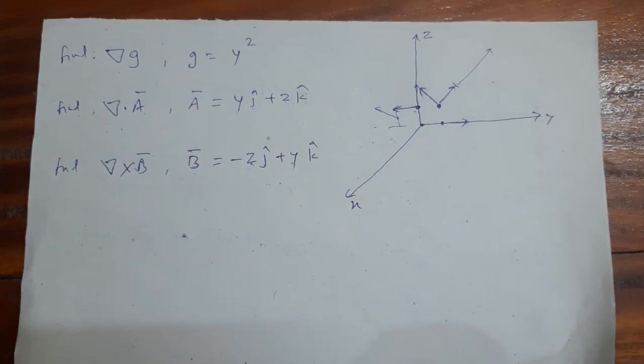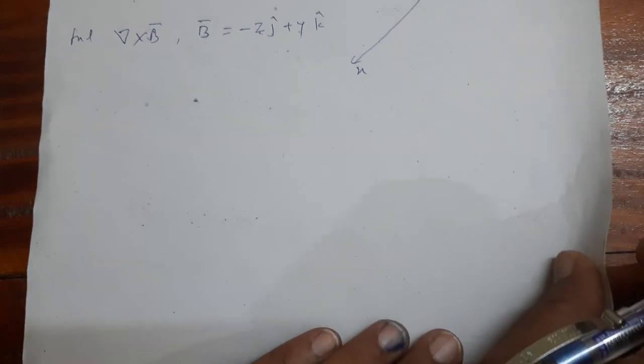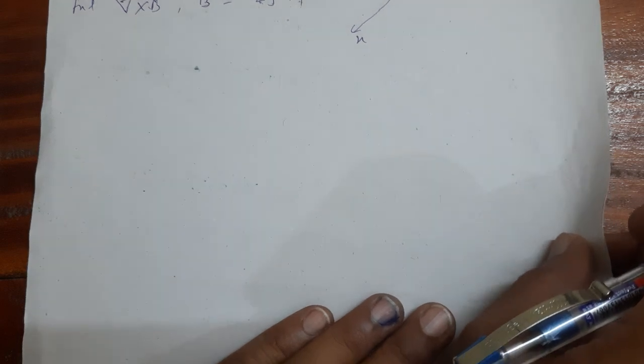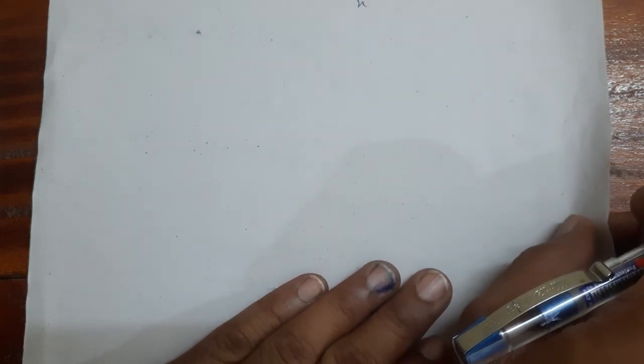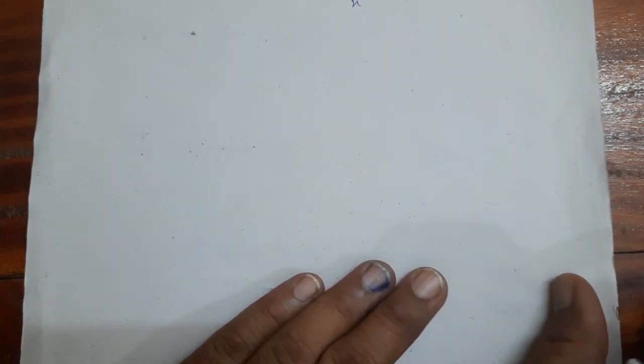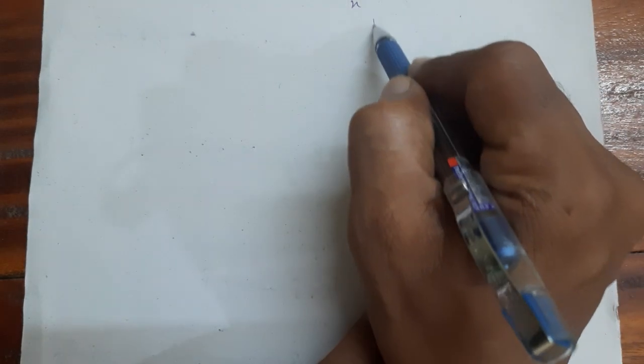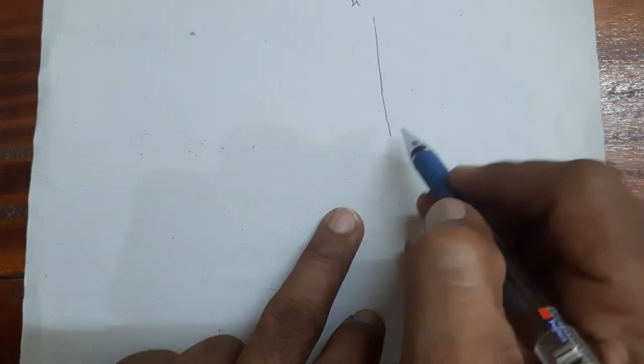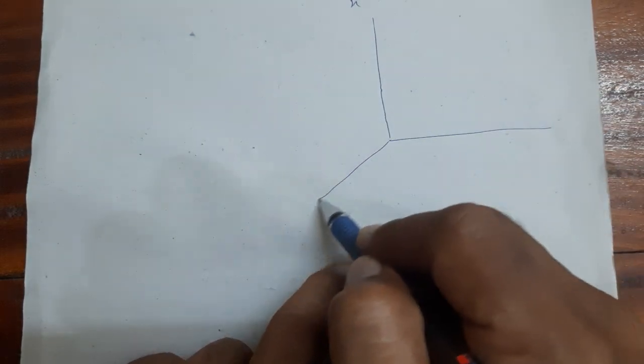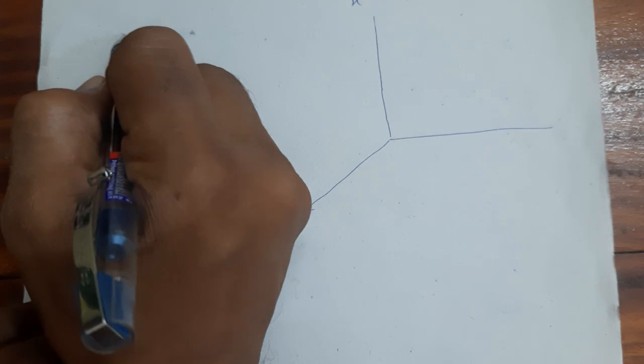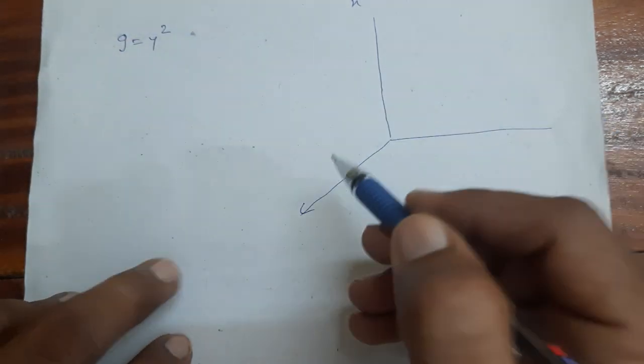These are simple vector and scalar functions to understand the nature of that scalar or vector function, and how that nature can be expressed or elaborated with the help of the gradient, divergence, and curl. We shall begin with the plotting of our first scalar function. That means we have the scalar function g equal to y square.